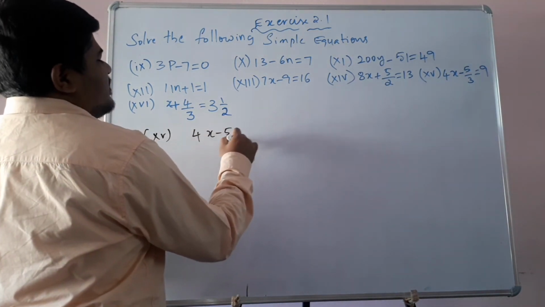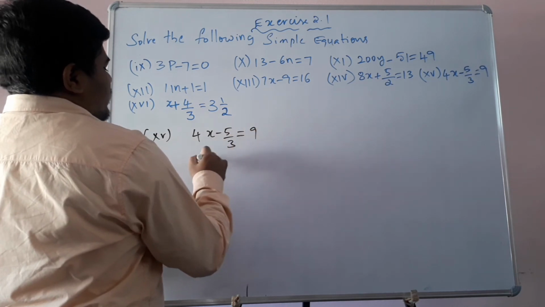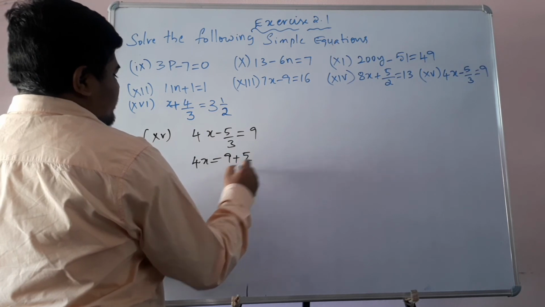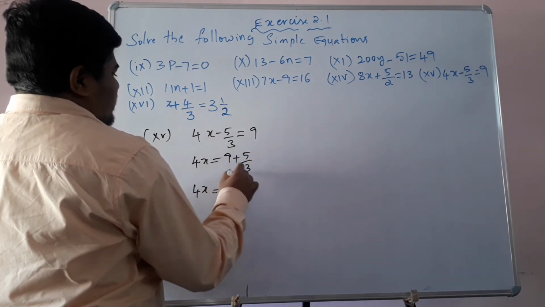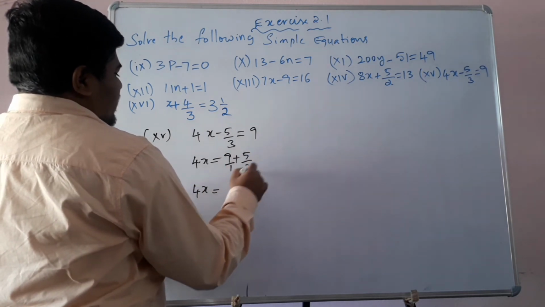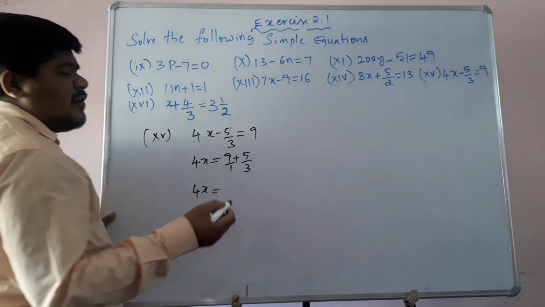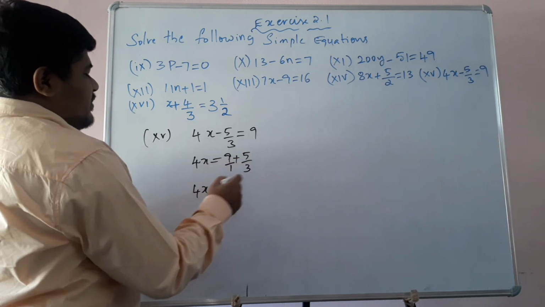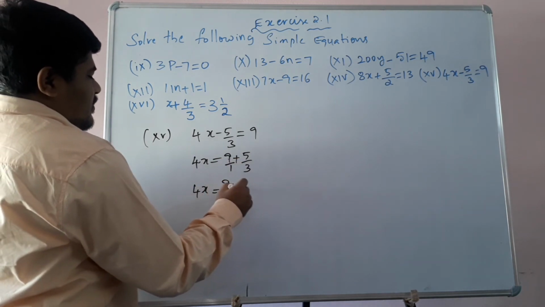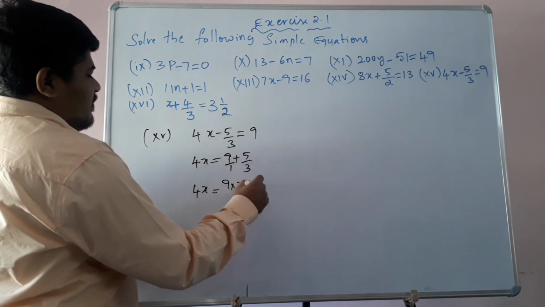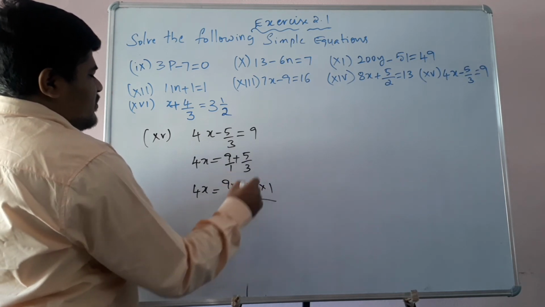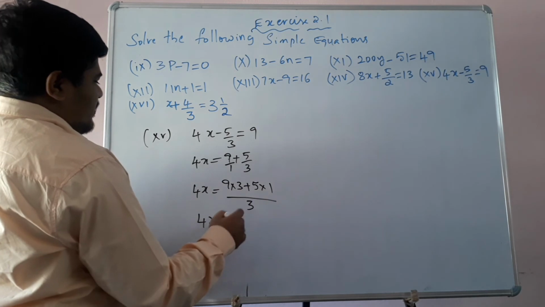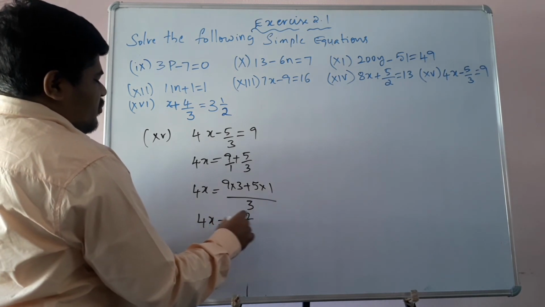4x minus 5 by 3 is equal to 9. So 4x is equal to, minus becomes plus, children, so that's 9 plus 5 by 3. So 9, nothing but 9 by 1, and we take the cross multiplication of the LCM. 9 into 3 is 27, plus 5 into 1, by 1 into 3, that's 3. So we get 4x is equal to 27 plus 5 is 32, 32 by 3.